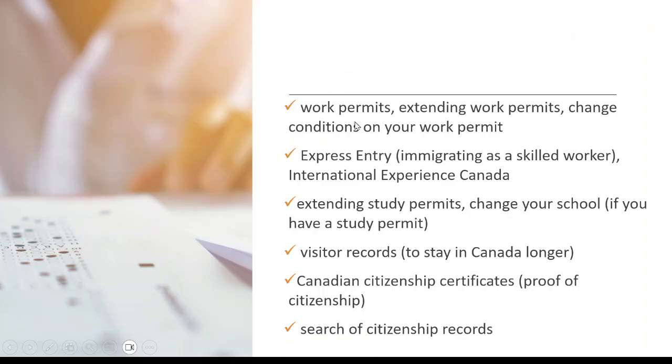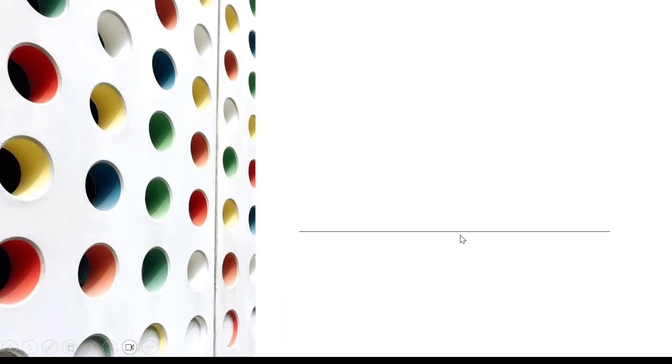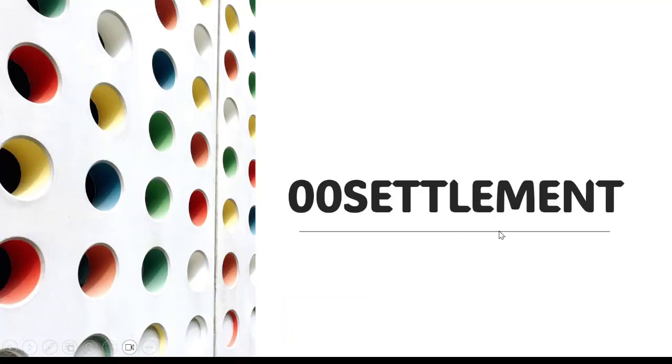So the secure account is for work permits, extending work permits, change conditions on your work permit, Express Entry, extending study permits, change your school, visitor records, Canadian citizenship certificates, search of the citizenship record. Okay, so that's all for the online portal for the different types of application.